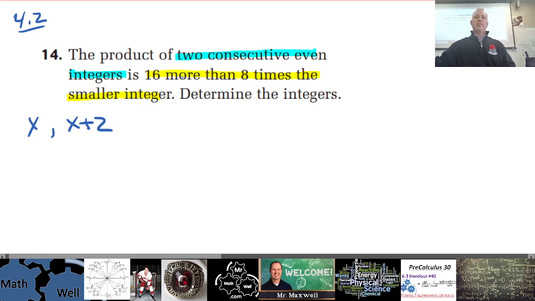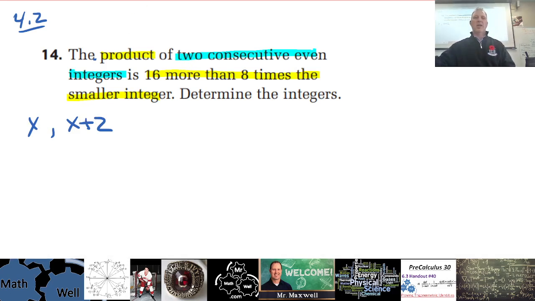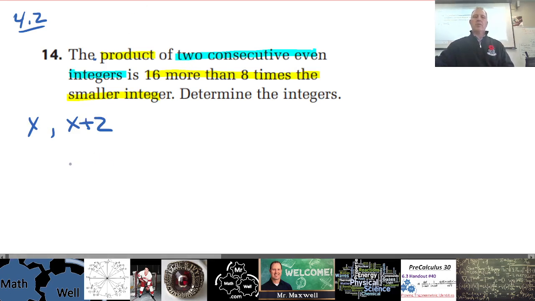So now we have to make an equation out of the second part. 16 more, okay, the product, I should highlight that in yellow too. The product of the two consecutive, so when we multiply these together, it is 16 more than 8 times the smaller integer. So now this is where it gets really, really tricky, okay? So you have to be very careful. The product we know is x times x plus 2.